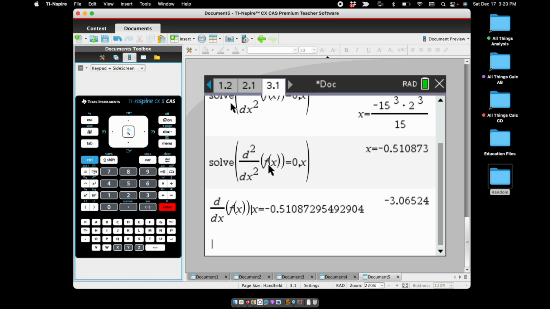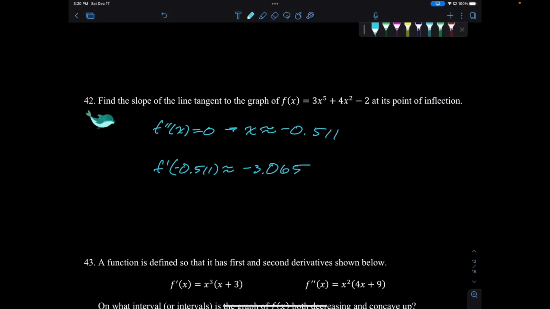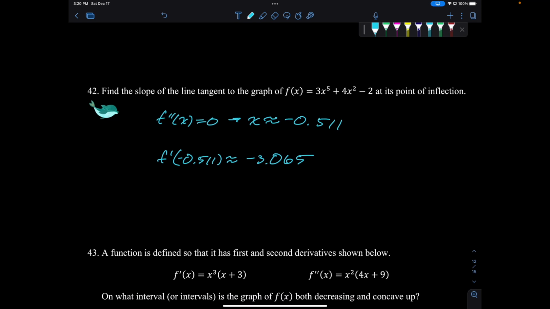Let's go back to the problems if I can remember how to do that. Here goes. Okay, so I've written this. So there you go. That's not a bad problem at all.